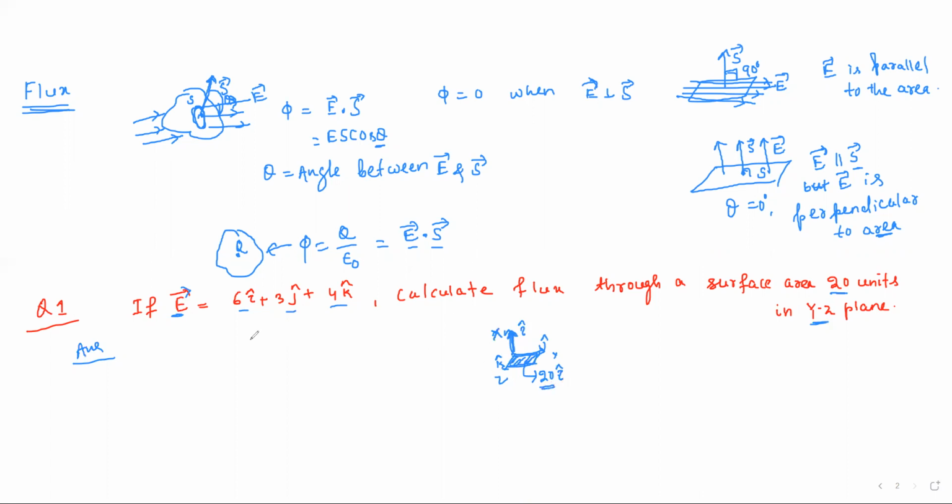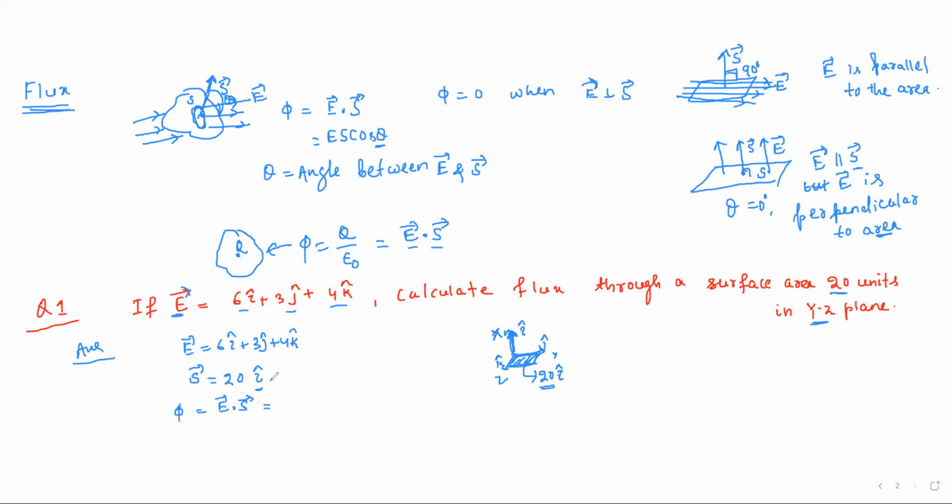So in this case, the electric field is given as 6 i cap plus 3 j cap plus 4 k cap. And the area vector S is 20 units, meaning the value is 20 and the direction is along the x-axis because it is perpendicular to the YZ plane. The x-axis direction is i cap. So now to find the flux, E vector dot S vector, a simple dot product.